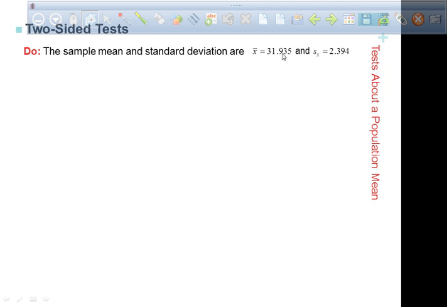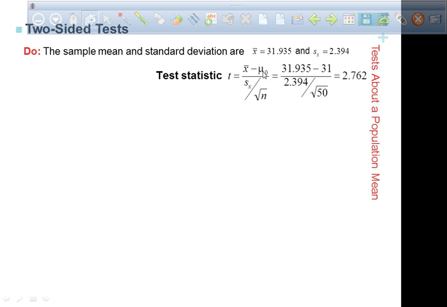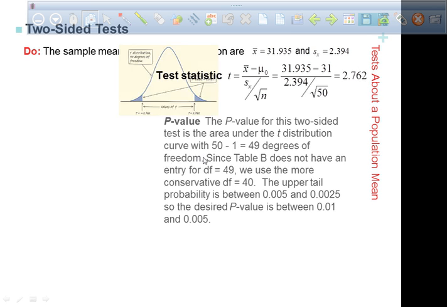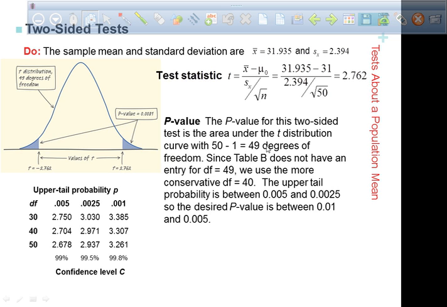So we have that. Again, the mean minus the null divided by the standard deviation divided by the square root of n gives me my t statistic of 2.762. If we have 50, our degrees of freedom is only 49. So you're going to have to round down to 40 to be more conservative because our chart jumps. And then notice that a t statistic of 2.762 is between these two, which is between 0.005 and 0.0025 probability in the tail. And that's one side, so you would actually have to double it.